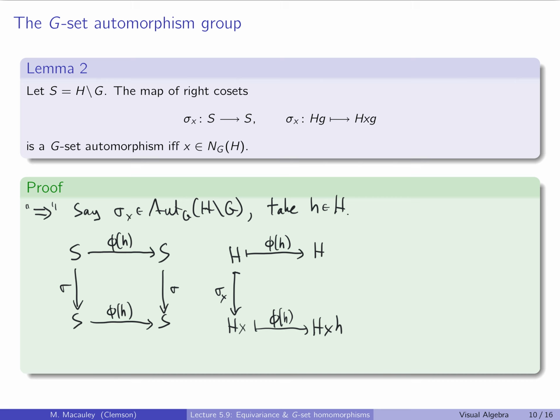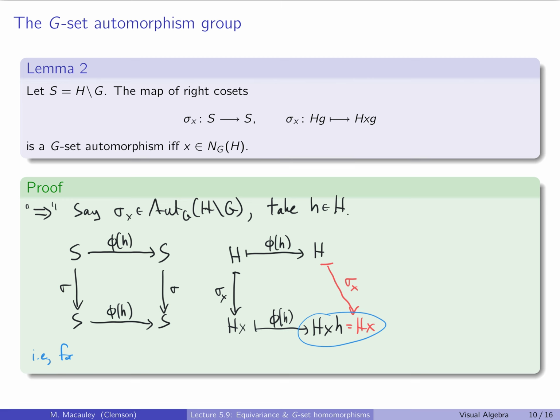And now this here, Hx little h, has to be the same as going this direction, first multiplying by h, which does nothing, and then multiplying by x. So this has to be the same as Hx. So that's what happens when you apply sigma x. And so these things have to be the same. Hx little h equals Hx. So what does that mean?